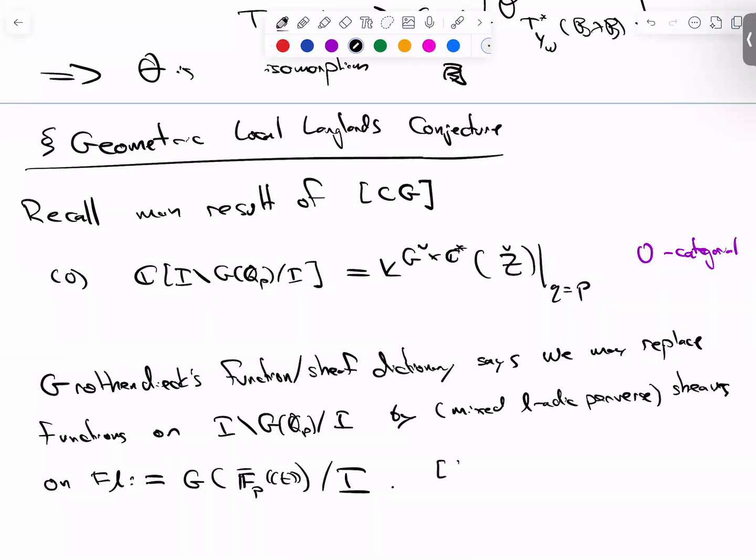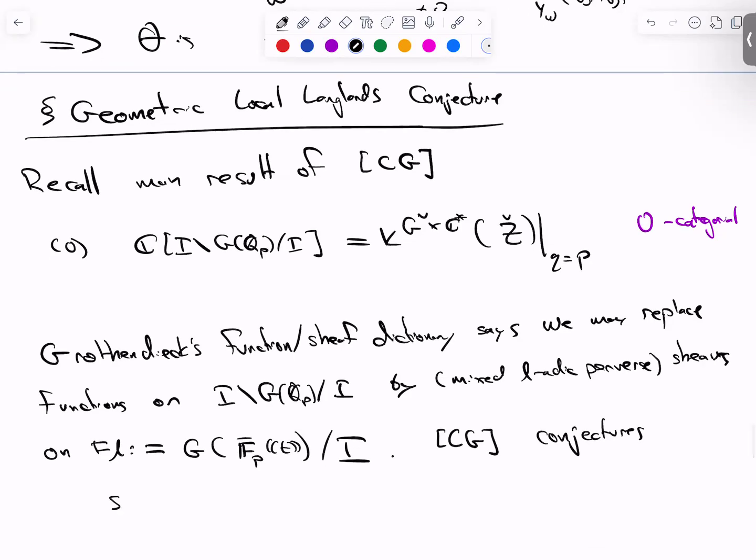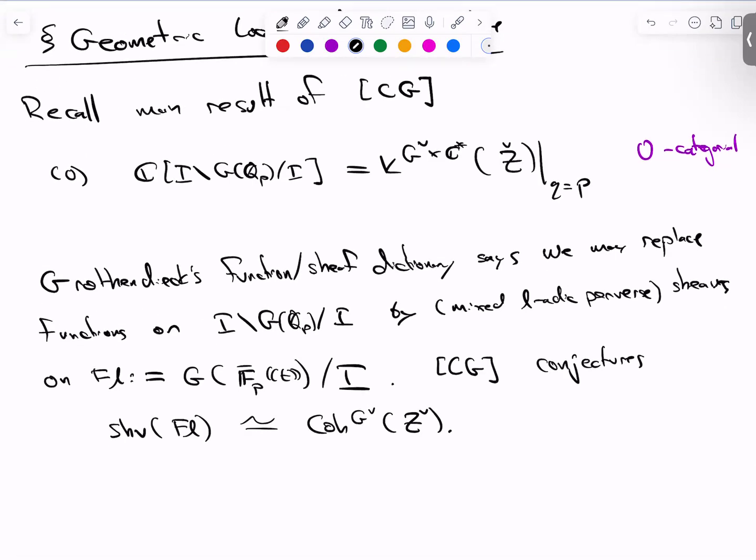Then Chriss-Ginzburg conjecture there's some equivalence between sheaves on the flag variety and sheaves on Steinberg. And this was proven by Bezrukavnikov. And this is the first fundamental result on affine Hecke algebras. It's his paper called Two Geometric Realizations.